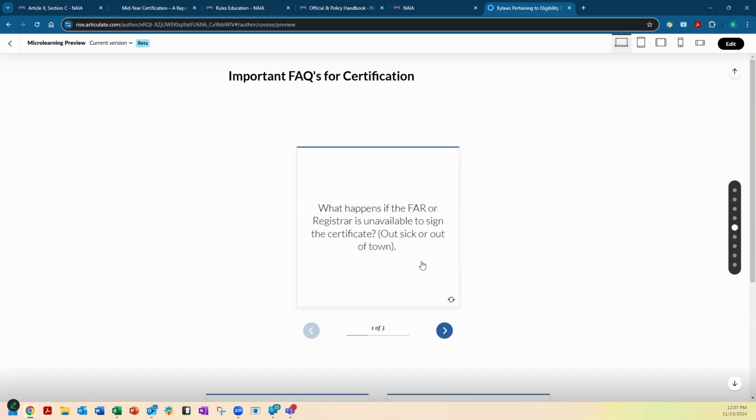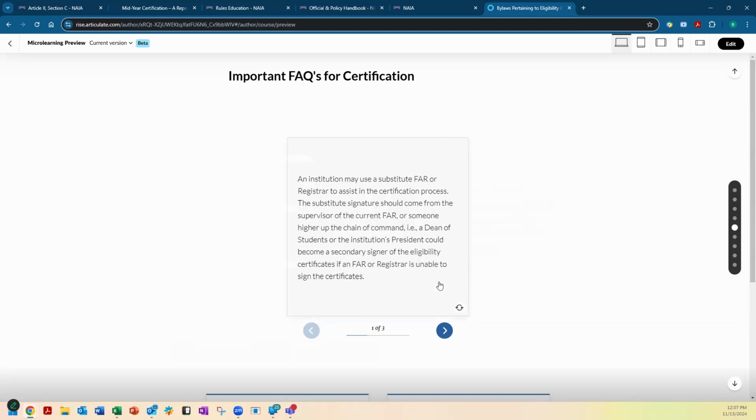It's easier to advise for an athletics director. An AD can always sign for a coach, but the academic and athletic side of the house cannot mix. So an institution may use a substitute FAR or registrar to assist the certification process. The substitute signature should be coming from a supervisor of the current person that you're looking to substitute, i.e. a dean of students, institution's president, and so on and so forth.